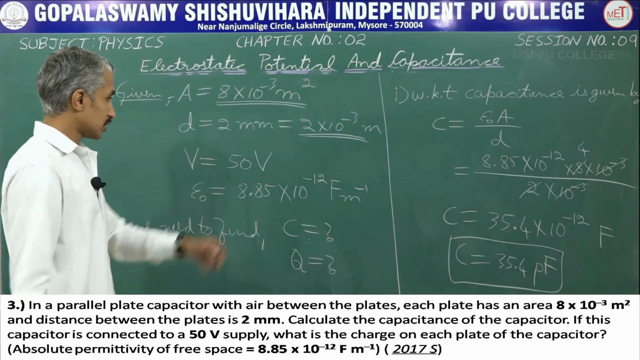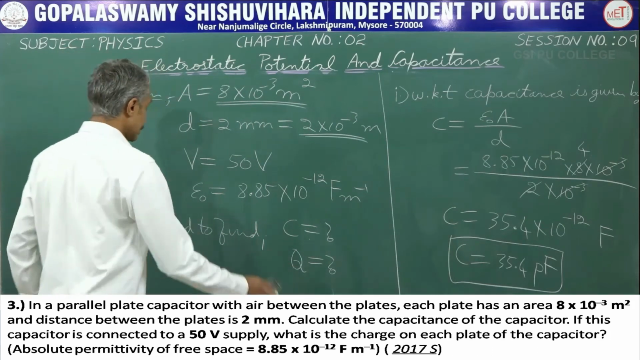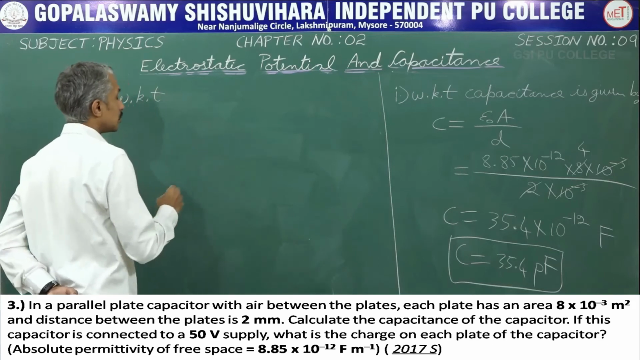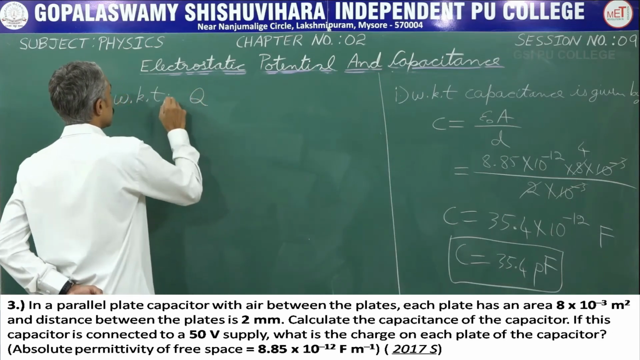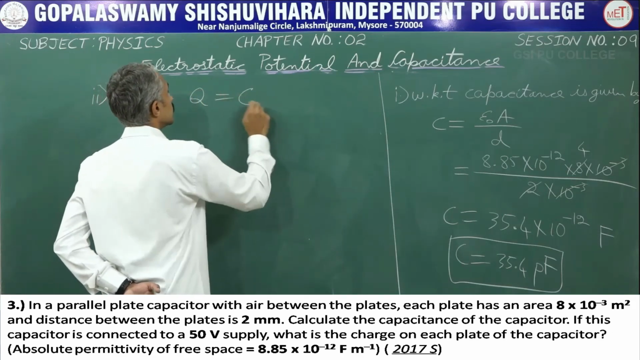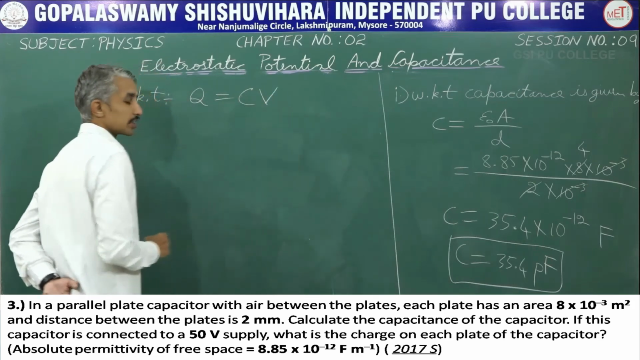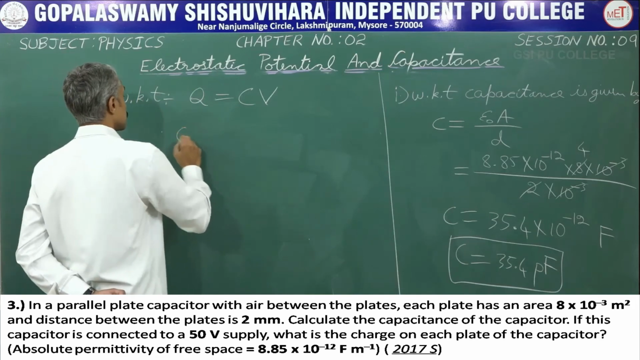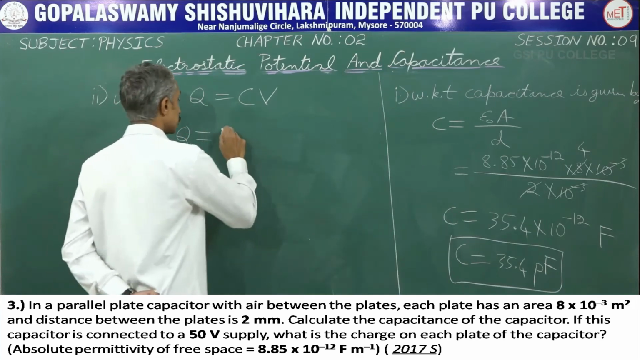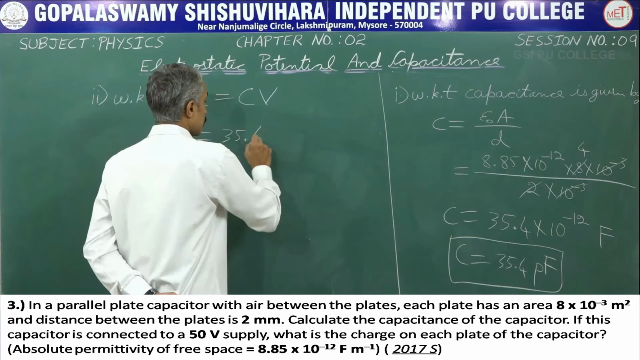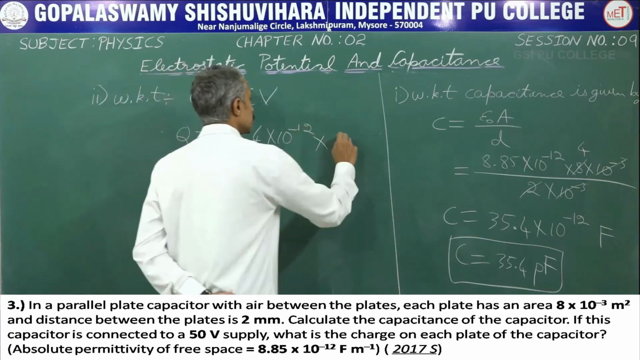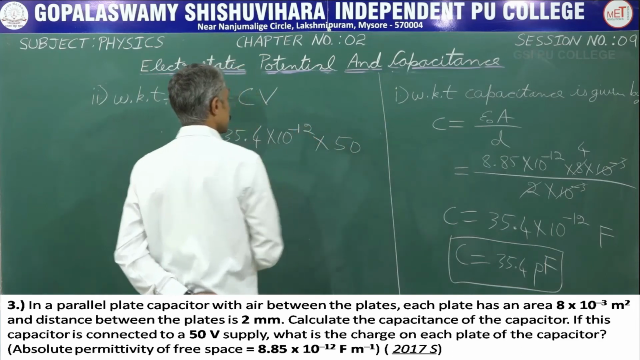So we got the capacitance. We are supposed to find the charge on each plate. So we know that charge Q is given by capacitance into potential difference across the capacitor. So therefore Q is equal to 35.4 into 10 to the power of minus 12 into V, which is 50 volts.